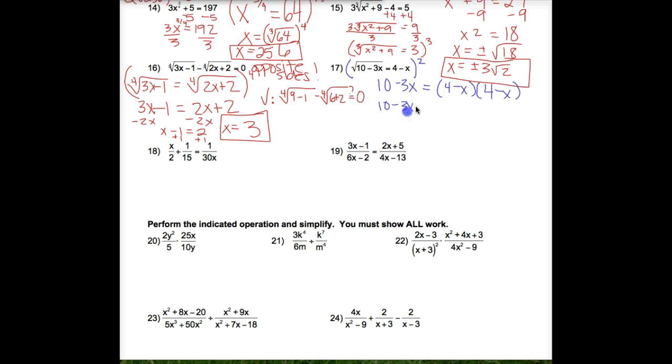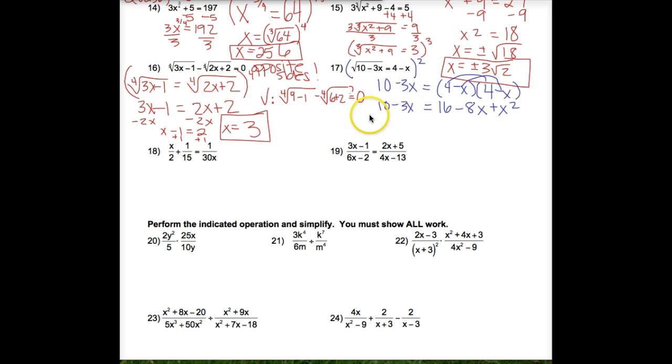So many of you are just trying to square the front and square the back. You have to FOIL it. So firsts, 4 times 4 is 16. Outsides and insides are both negative 4x. So that gives you negative 8x. And lasts, negative x times negative x is positive x squared.